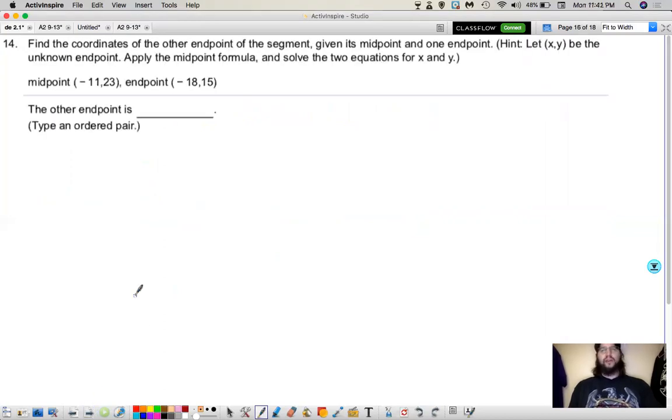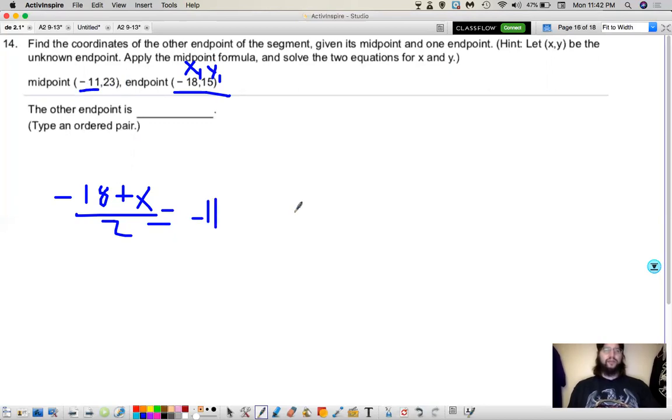Find the coordinates of the other endpoint. Okay, here's one working backwards. We got the midpoint, we got the endpoint. Well, we know our formula. Here's one of my endpoints, so this is, call it x1, y1. So x1 plus x2 over 2 has to equal this right here, negative 11. y1 plus y2 over 2 has to equal 23. That's the midpoint formula. Just instead of not knowing what the midpoint is, we don't know what one of the pieces is. So let's find it.